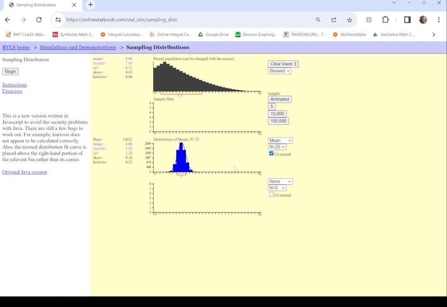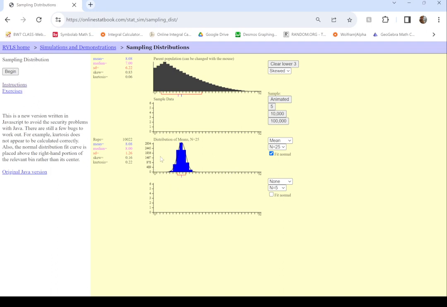Now what you'll notice here is that this looks not as wide as the previous one that we did. And what we can see here is the mean is 8.08, almost exactly the same, at least to 2 decimal places, 8.08.